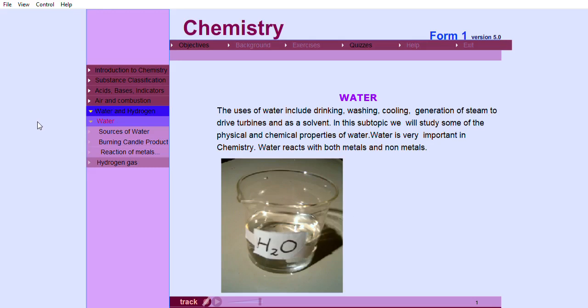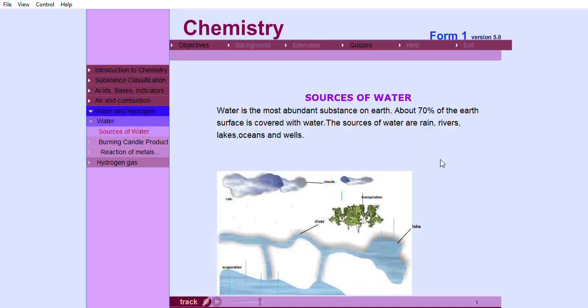In this subtopic, we will discuss some of the physical and chemical properties of water. Water is very important in chemistry. Water reacts with both metals and non-metals. Water is a very important and abundant natural resource. Water occurs in rivers, lakes, oceans, rain, and wells.